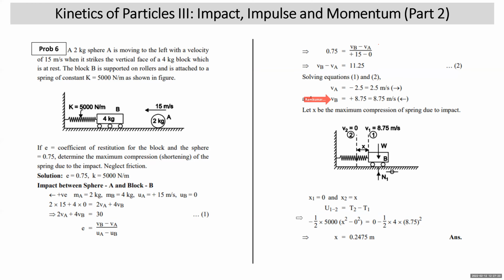What is work of spring force? Minus half K, K is 5000, x2 squared minus x1 squared is equal to T2 minus T1. T2 is 0 because block comes to rest. T1 is half into 4 into V squared, what we got in the earlier step. If you solve it, you get x as 0.2475. So maximum compression of the spring is 0.2475 meter and then block comes to rest.